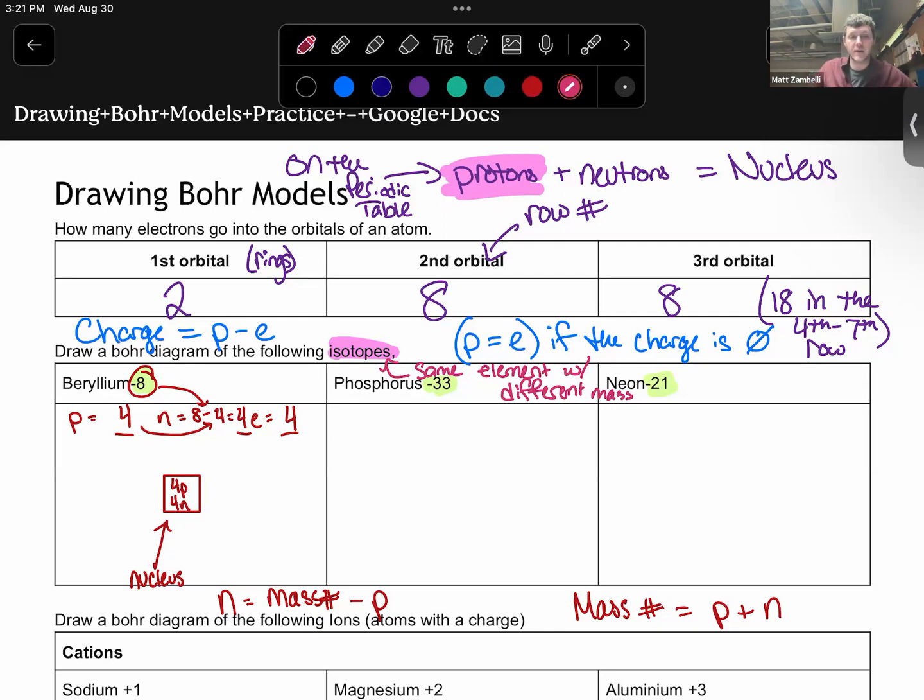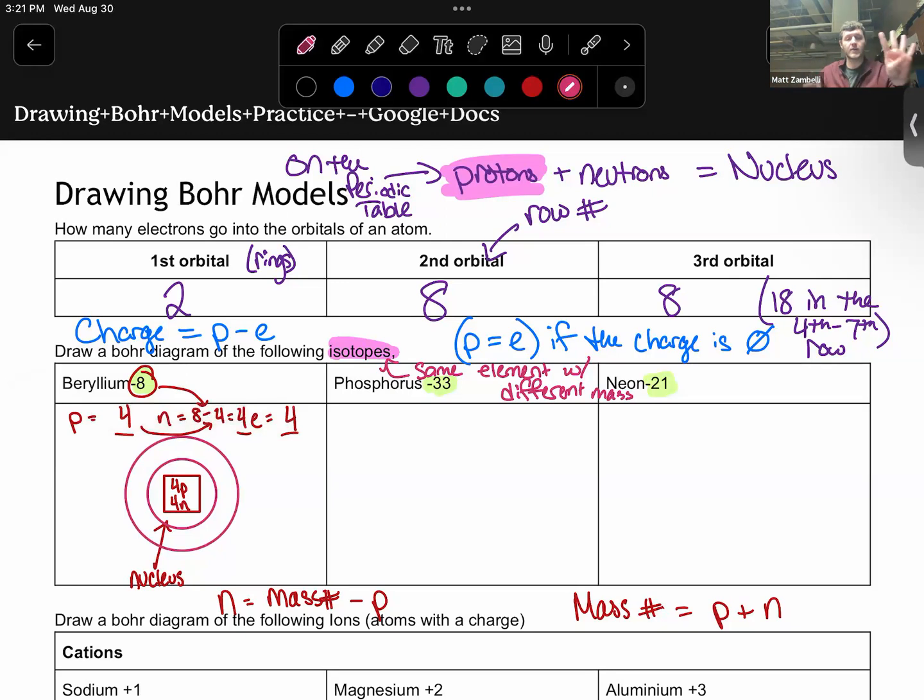And then what I'm going to do is I'm going to draw my electrons. Okay. Beryllium is in the second row. So I know how many rings am I going to need. If it's in the second row, I'm going to need 2 rings. So I'm going to draw both those rings. 1, as you can see, I'm a great drawer. And 2.